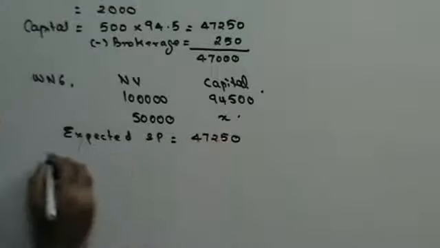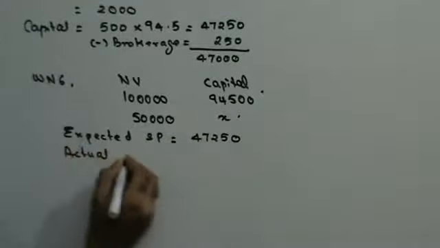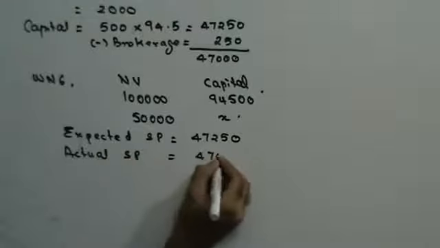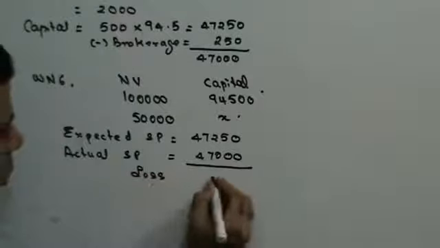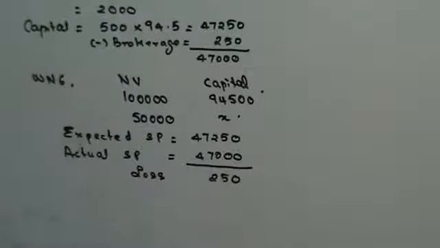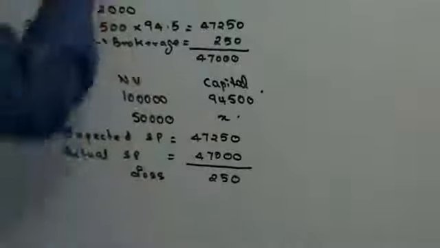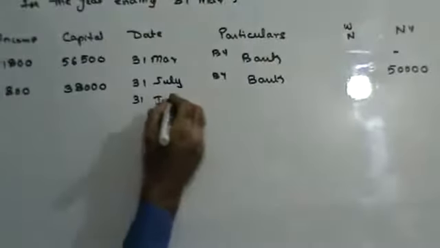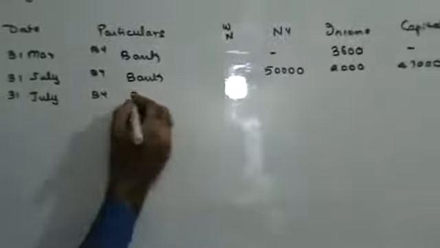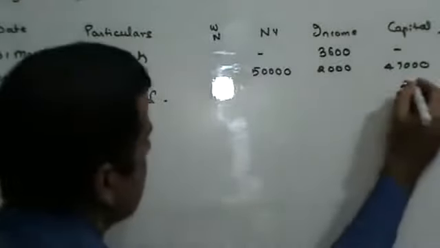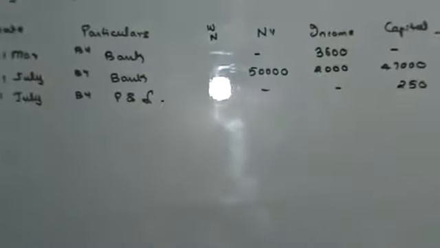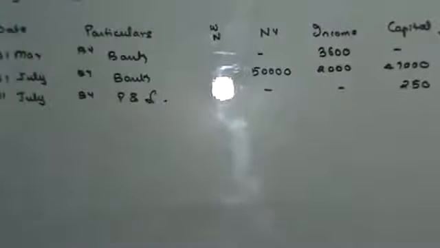47,250. What is my actual selling price? Actual selling price is 47,000. I should have sold it for 47,250. I sold it for 47,000. That means I have incurred a loss of 250 rupees. So this will come here, 31st July, by P&L. So this is going to be 250 rupees. I'm incurring a loss of 250 rupees. Fine, do we get this thing here?